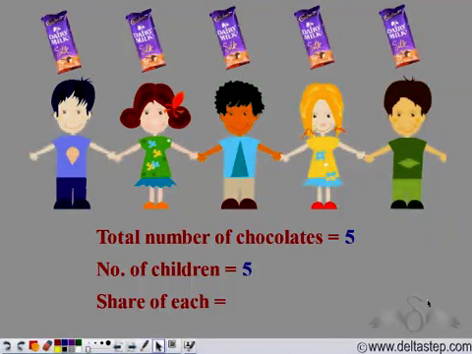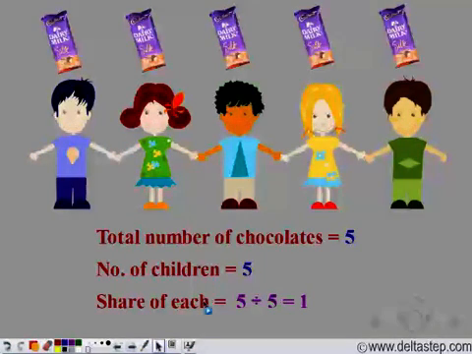Your dad gives you 5 chocolates and you have to distribute them among 5 of your friends. So what will be the share of each friend? 5 chocolates divided by 5 children, 5 by 5, that is 1. So each of them will get 1 chocolate.